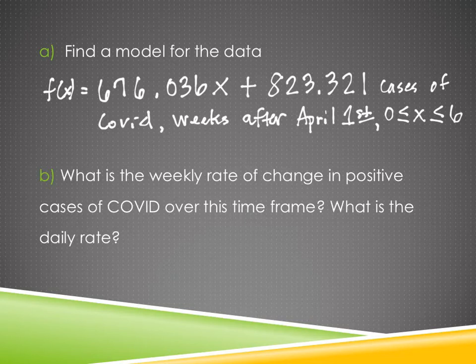So part B says, what is the weekly rate of change in positive cases of COVID over this time frame? And we'll deal with the second part of that question in a moment. Do you remember what we said rate of change meant last time? I know you haven't done any homework in this section, so you probably haven't thought about that phrase. Remember, Martin? The slope. It's what? The slope of the function. The slope. You got it. This means slope. So what is the slope of this function?